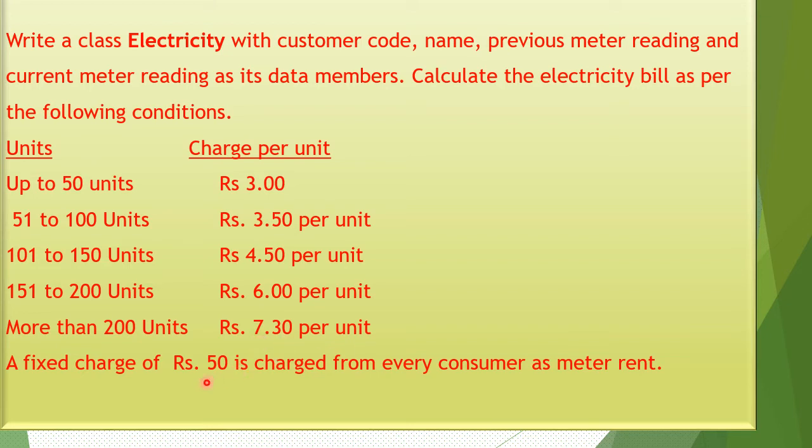A fixed charge of rupees 50 is charged from every customer as meter rent. Other than this charge per unit, a fixed charge of rupees 50 is charged from every consumer as the meter rent. So based on these conditions, we have to write a program for entering the consumer number, name, previous meter reading and current meter reading, and to calculate the bill to be paid by the consumer.